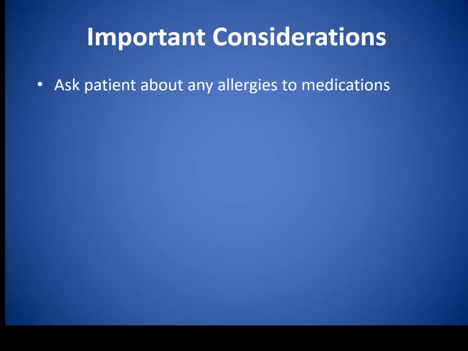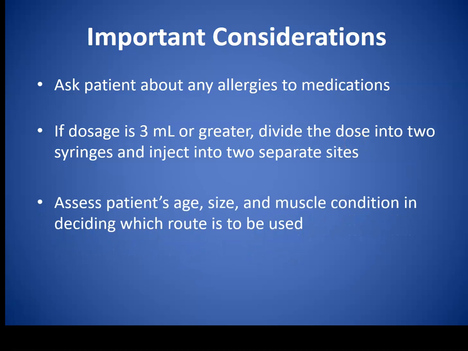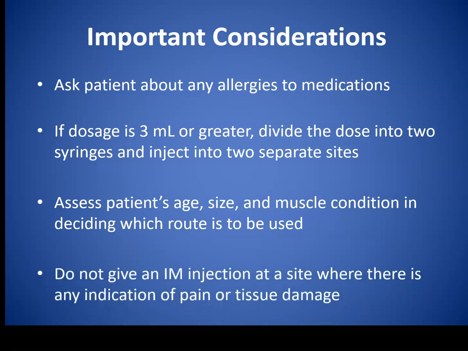Always ask the patient about any allergies to medications as well as latex or anything else you might be using in your equipment. If your dosage is 3 mLs or greater, typically you want to divide your dose into 2 syringes and inject into 2 separate spots, but you want to check with the ordering provider if what they've ordered is greater than 3 mLs. Always assess the patient's age, size, and muscle condition of the site that you are using while you're deciding which route and site to use.